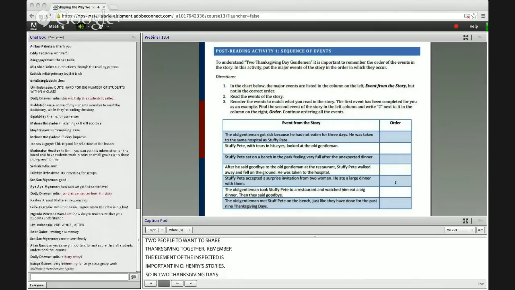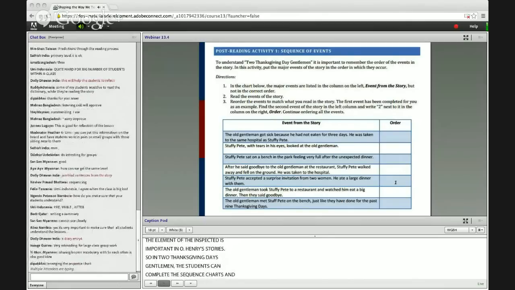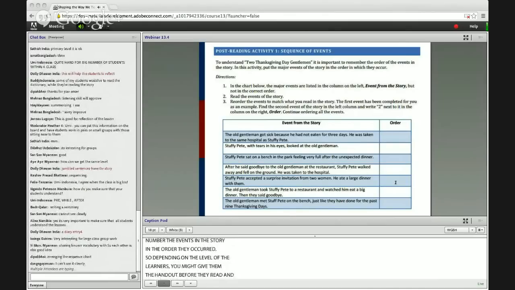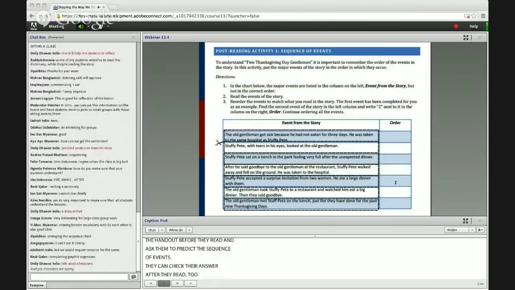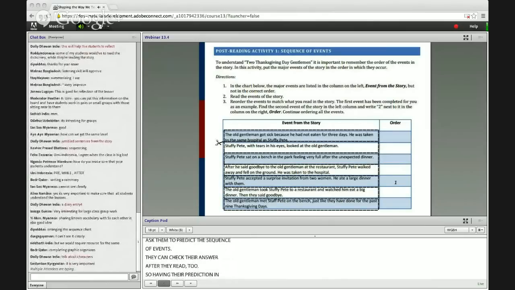So depending on the level of your learners, you might actually give them this handout before they read and ask them to predict the sequence of events. They can check their answers after they read, too. So having their prediction in mind might help them be more active readers. And of course, I'm going to suggest again, we could get our learners out of their seats for this activity.